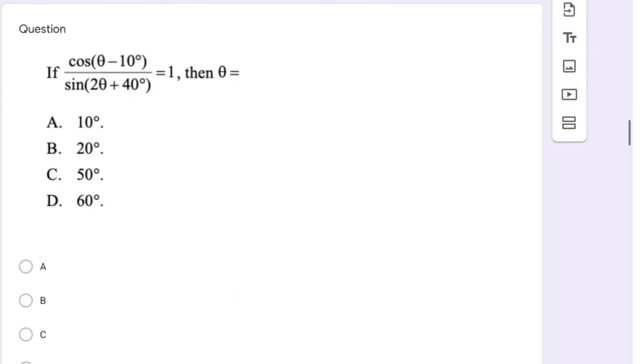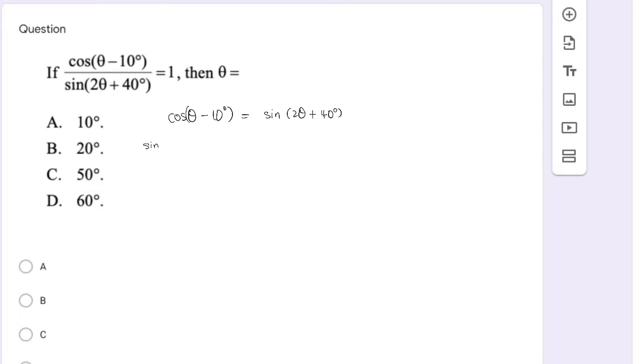And then for this one, now you have to find theta. So you can change it gradually. How to build up the relationship will be like this. Just change them so that you have the same trigonometric ratio. So you have 100 degree minus theta equals 2 theta plus 40 degree. So you know 3 theta equals 60 degree, and for 1 theta that is equal to 20 degree.